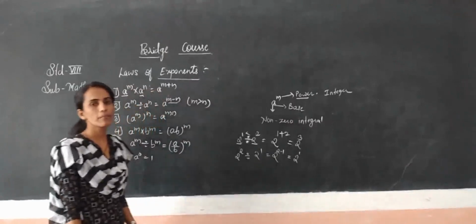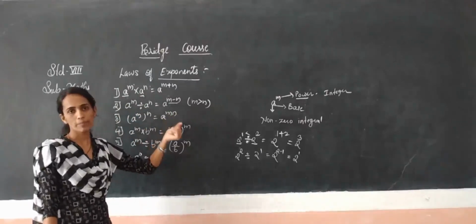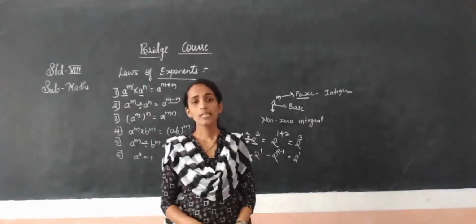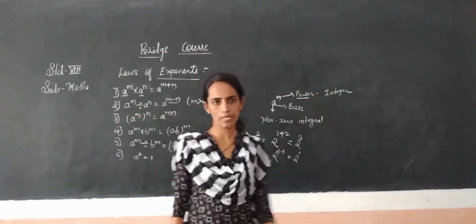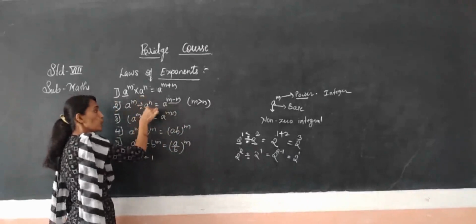The next one is a to the power m to the power n, which gives a to the power m into n. So any number with double powers, meaning power to the power: a to the power m and the whole to the power n.